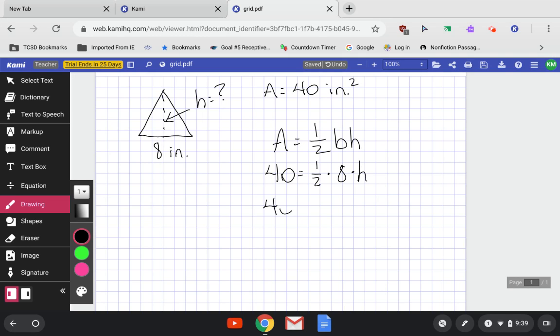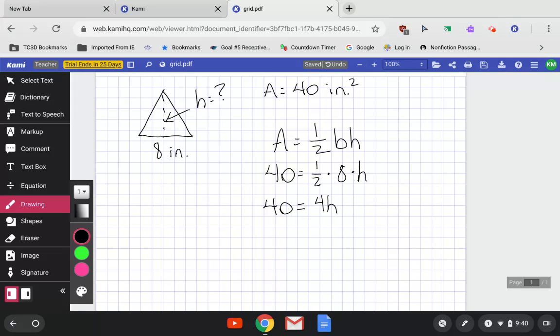Our 40 stays the same. So 40 equals, and on our calculator, we can plug in 1/2 times 8, which is 4. So 1/2 of 8 is 4, and then we bring down our h. Now we want to get the h by itself.